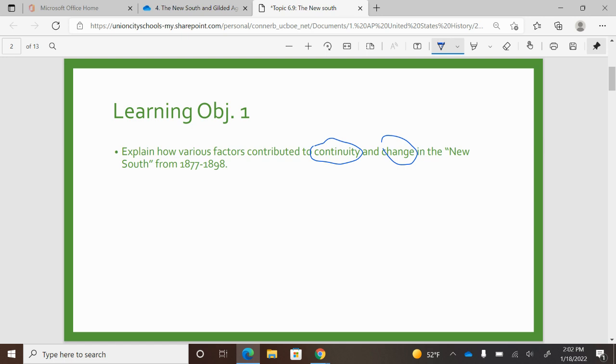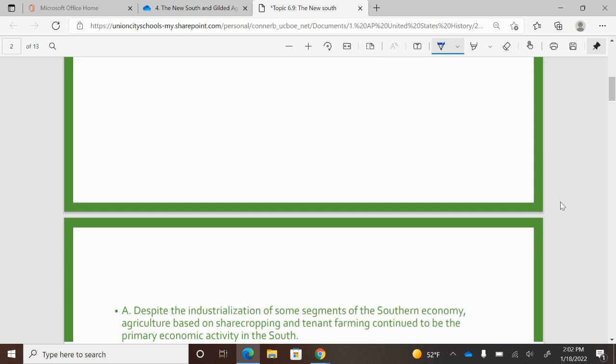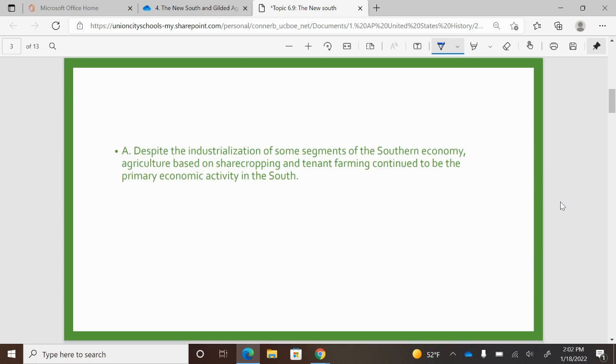So you're going to have to call back a little bit to before the war, the lead up to the war, and then during Reconstruction. How do things stay the same? How do they change? And what are these things as we go? Looking at the answers to it, remember the left side of the framework is always the answers. A: Despite the industrialization of some segments of the Southern economy, agriculture based on sharecropping and tenant farming continued to be the primary economic activity in the South.